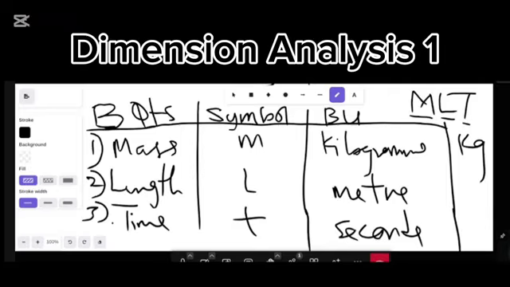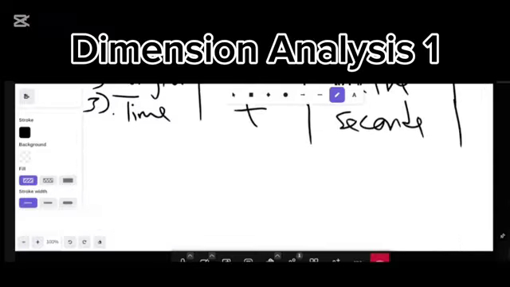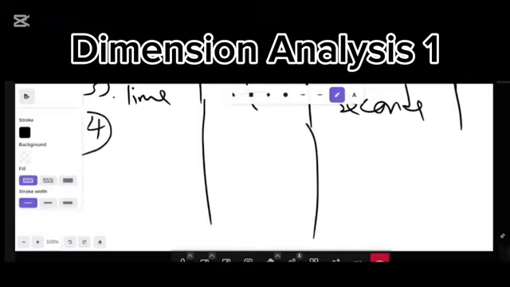Let's visit other fundamental quantities that we might not be meeting very well in this dimension, apart from these three that I mentioned, but we are still going to talk about them. Okay, number 4. Number 4 is temperature. We call it absolute temperature. It's a fundamental quantity.